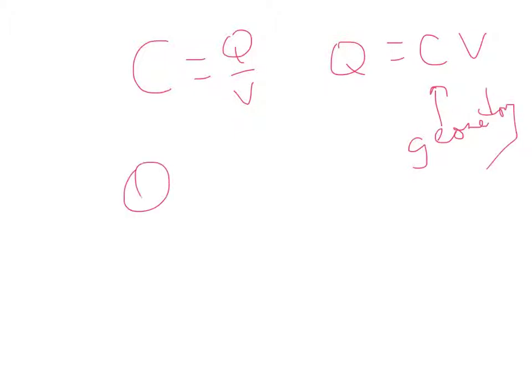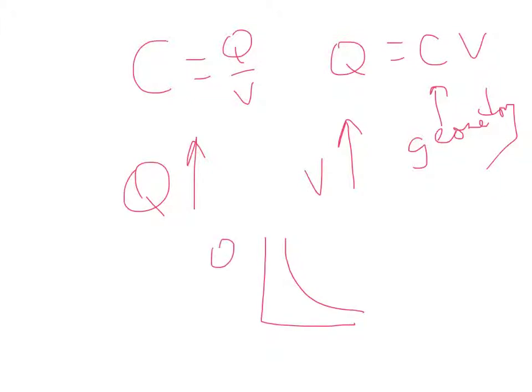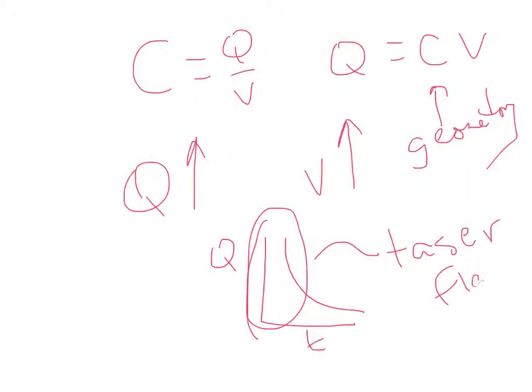So what happens when Q goes up, when V goes up? If I attach it to a stronger battery, I'm going to get more charge. Now, when they discharge, it discharges very fast, like that. So I get a large amount of charge. If I look at Q versus time, I get a discharge that occurs relatively quick. This big discharge of current is what's going to give me my taser strength or my flash.